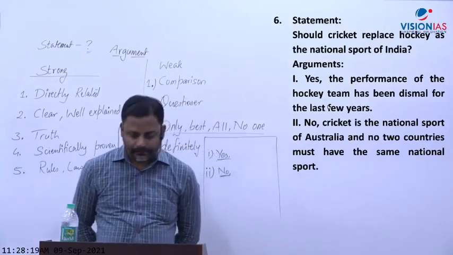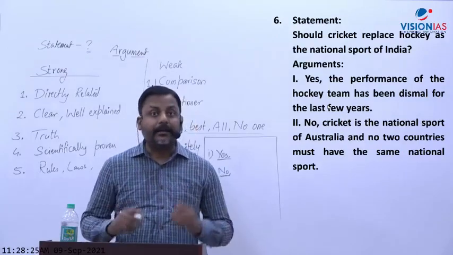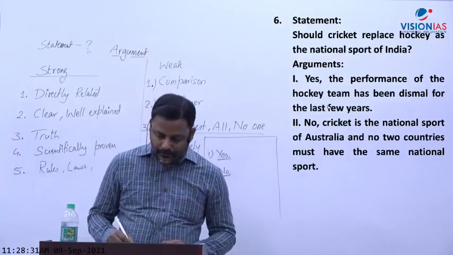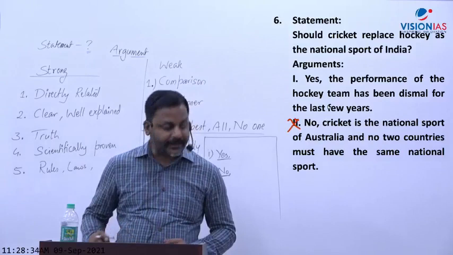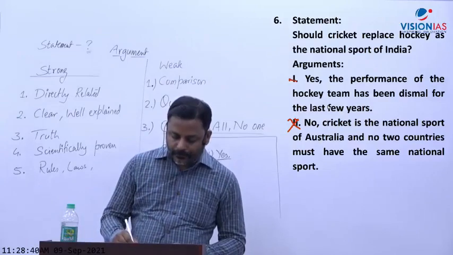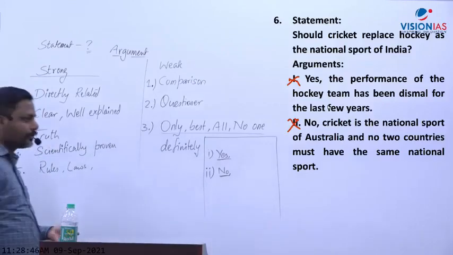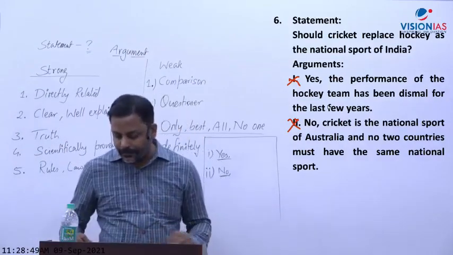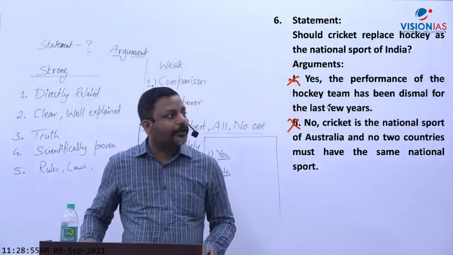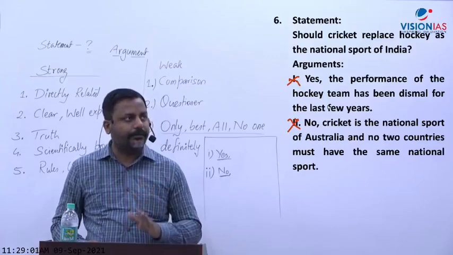See, this is not a fact. There are several countries which have the same national sport. Like England and Australia, both share the same national sport, that is cricket. India and Pakistan also share hockey as their national sport. Second is straight away weak, and first is also weak. See, national sports cannot be chosen on the basis of the performance of the team. So that's why here the answer is both the arguments are weak.